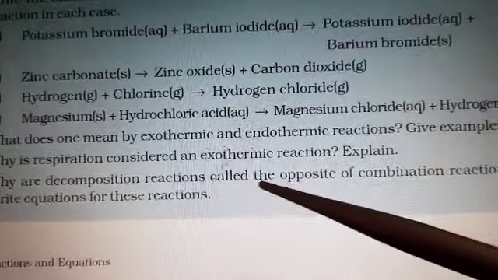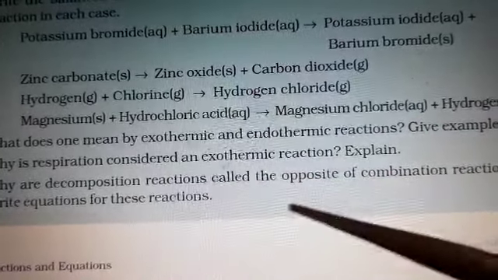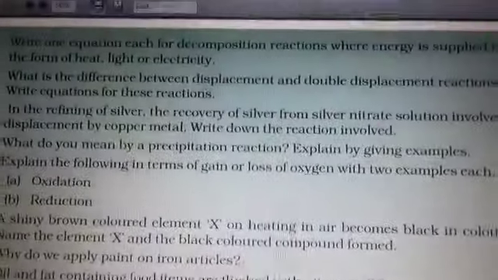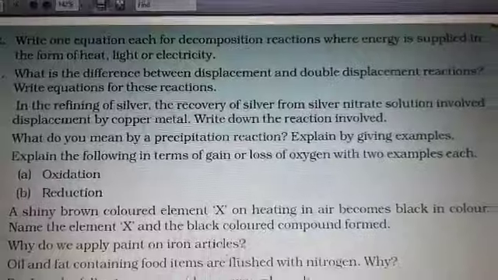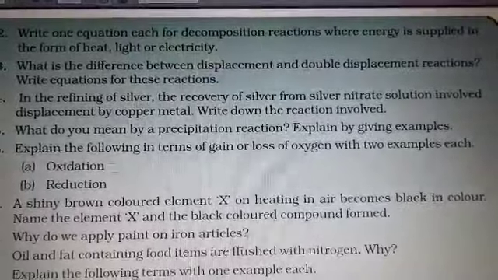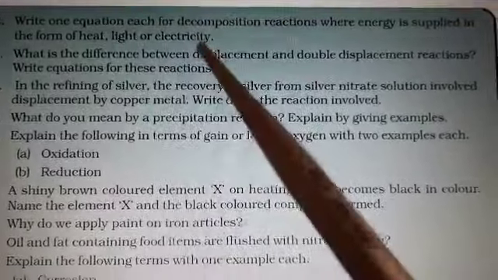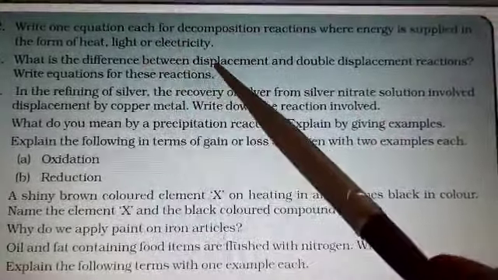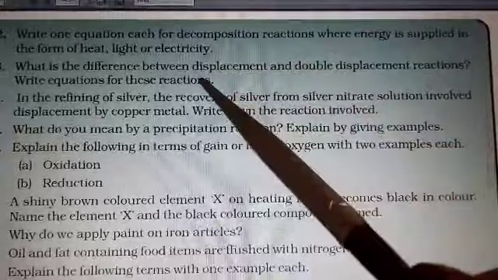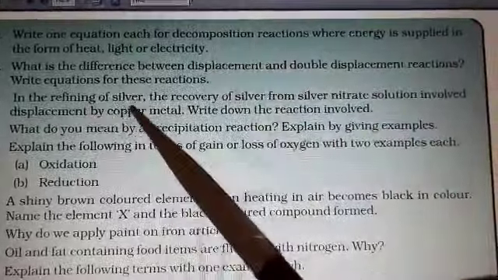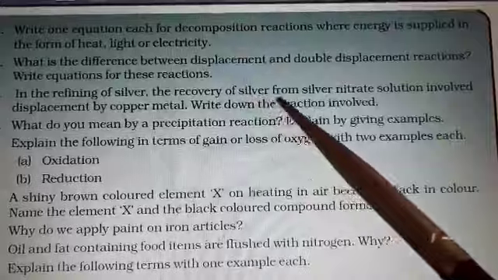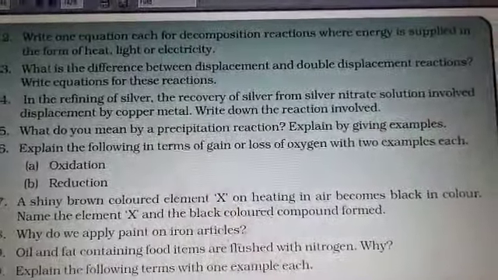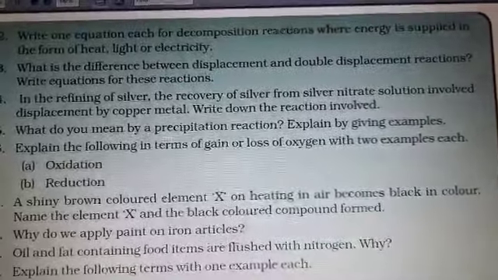Why are decomposition reactions called opposite to the combination reaction? This I have already explained. You can do. Write one equation each for the decomposition reaction where the energy is supplied in the form of heat, light or electricity. You have done it. What is the difference between displacement and double displacement reaction? You can do easily. In the refining of silver, the recovery of silver from silver nitrate solution involved displacement by copper metal. Write down the reaction involved.